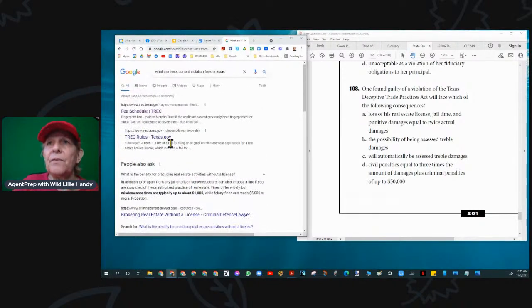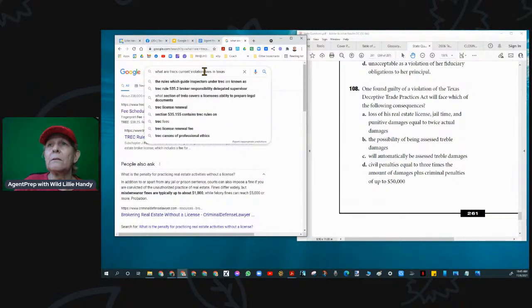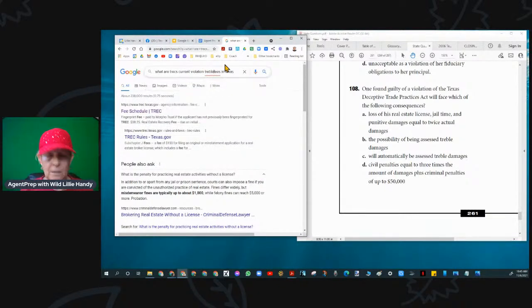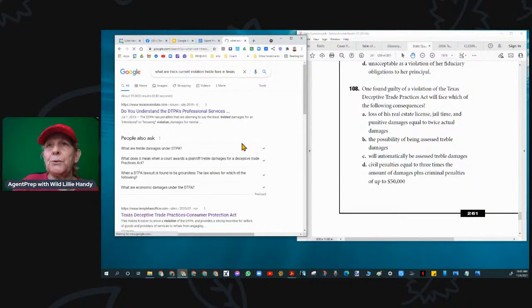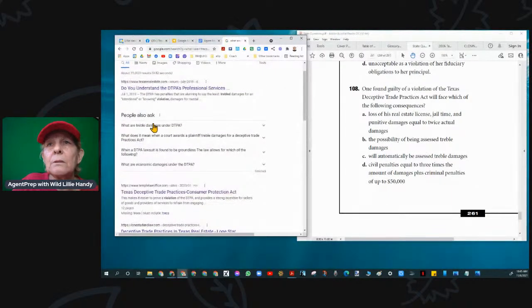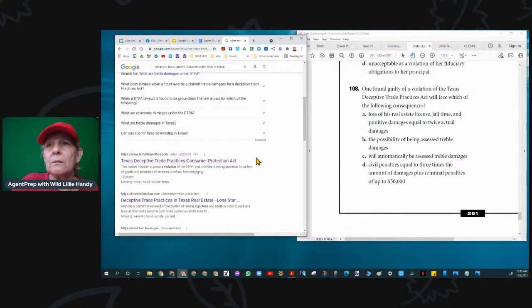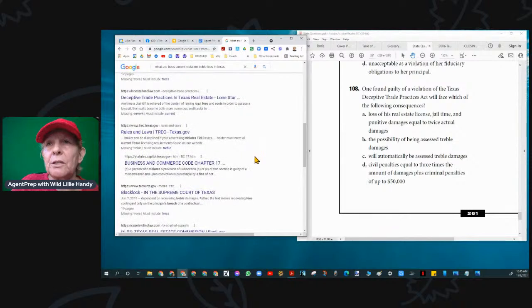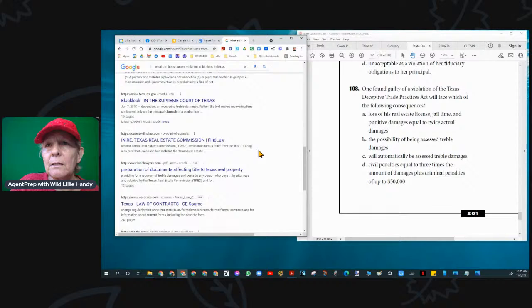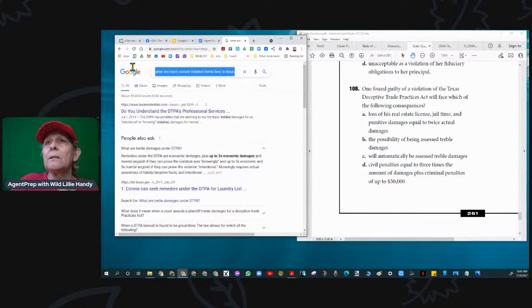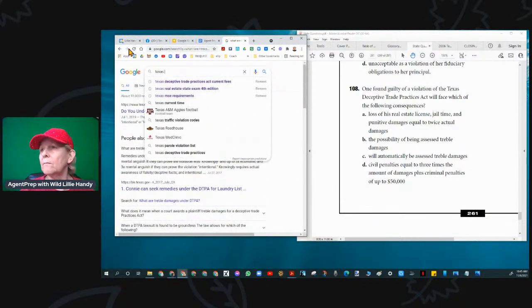So let me find treble current. Gosh, I probably should go just to the Trek website. Okay, let me, okay, Texas.